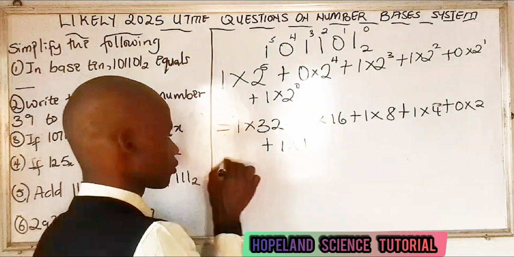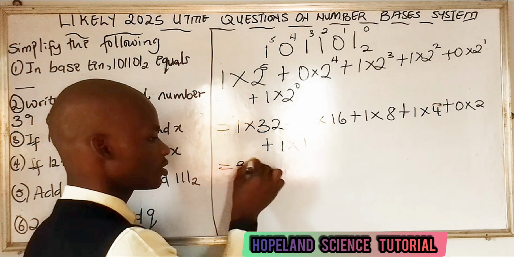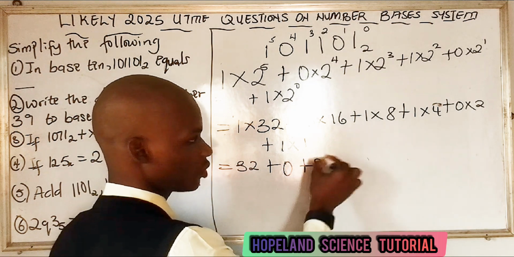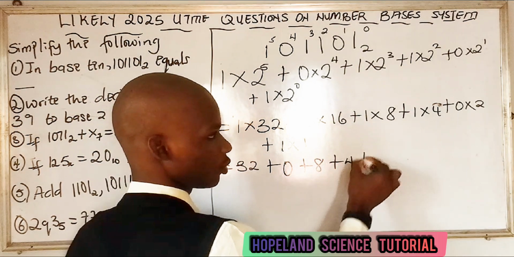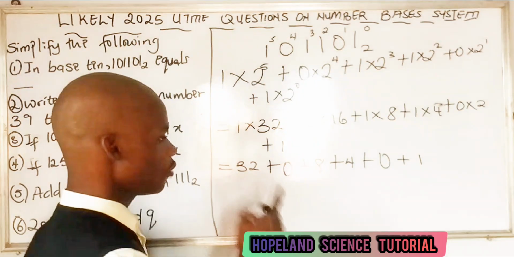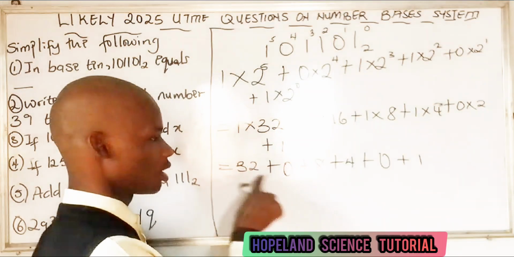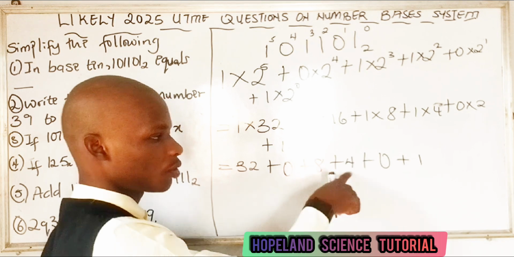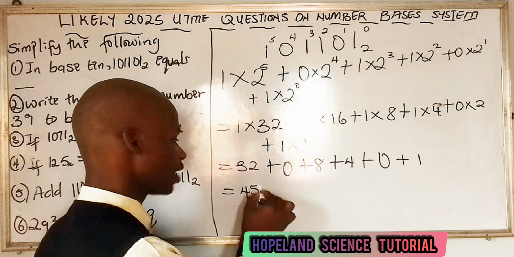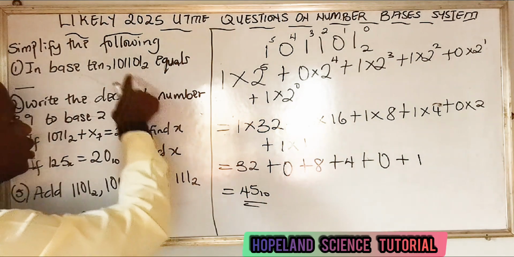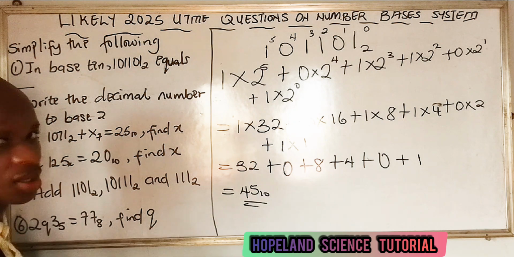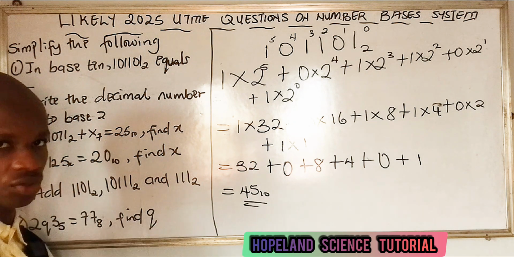So if you continue, 1 times 32 gives us 32, plus 0 times 16 gives us 0, plus 1 times 8 gives us 8, 1 times 4 gives us 4, 0 times 2 gives us 0, 1 times 1 gives us 1. So if we continue now, 32 plus 0 is 32, 32 plus 8 is 40, 40 plus 4 is 44, 44 plus 1 is 45. So it therefore means that 101,101 base 2 is equal to 45 base 10. So that is how you solve the first question.